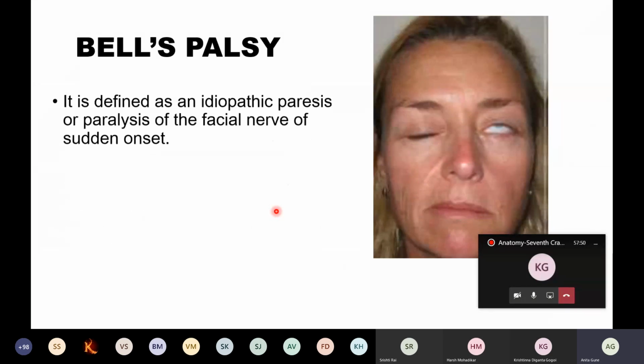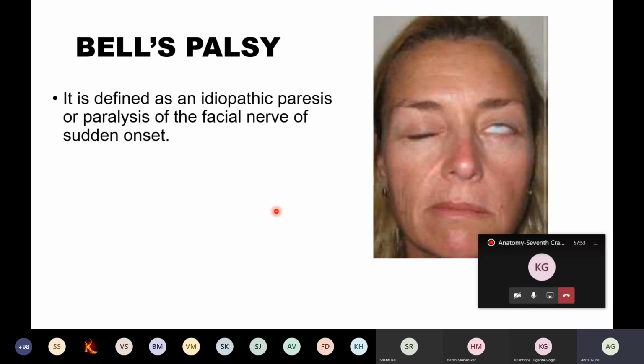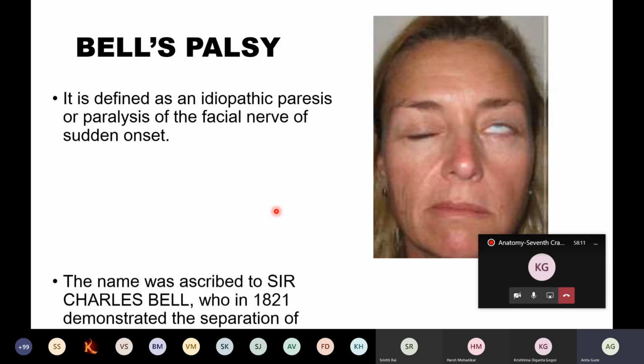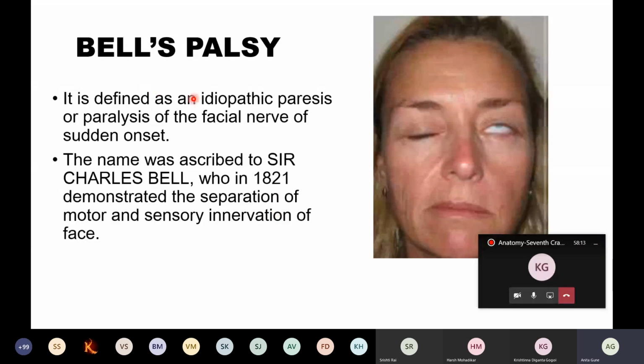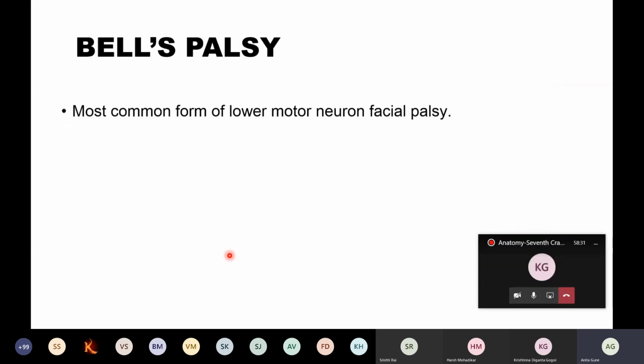What is Bell's palsy? We said the infranuclear or lower motor neuron paralysis of the facial nerve below the stylomastoid foramen is called Bell's palsy. If you see, the face is asymmetrical. It is an idiopathic paralysis of the facial nerve, very sudden in onset. Why do we call it Bell's palsy? Because it was described by Sir Charles Bell. He demonstrated that the sensory and motor innervation of the facial nerve are two different entities, and then he described this, so we call it Bell's palsy.